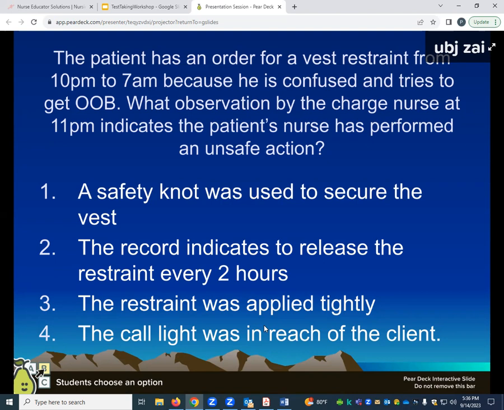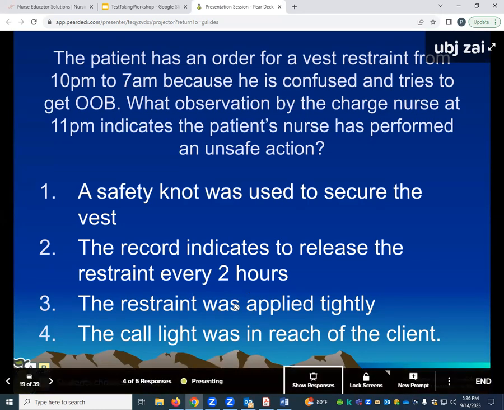Yes, that's true. It is true that the record says to release the restraint every 2 hours. That's protocol when you're using restraints. So that's true. That's not an unsafe action. The call light was in reach of the client. Yes, that's safe. So that's true. But the restraint was applied tightly. That is not a safe action. That is the false option. So that's the correct answer to the question.